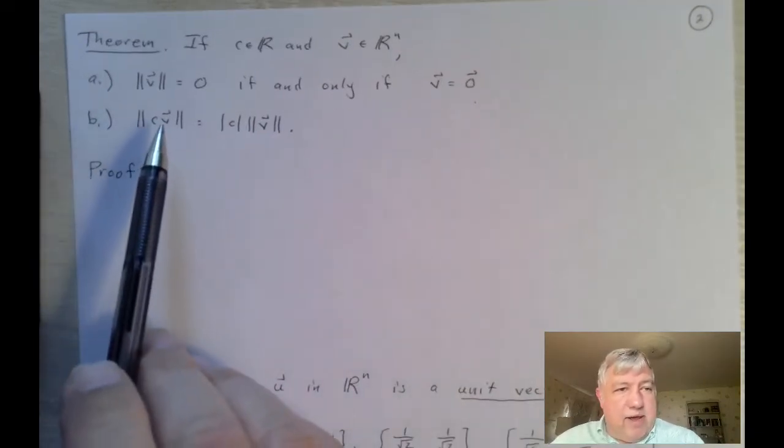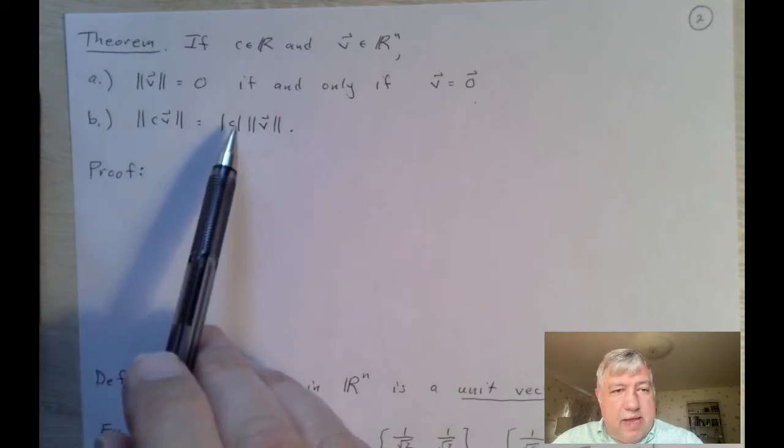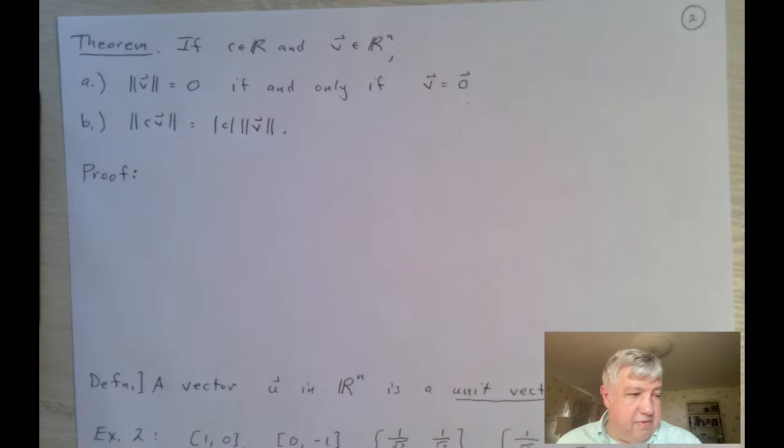Also, if we multiply a vector by C, the length of the resulting product would just be the absolute value of C times whatever the length of V is.